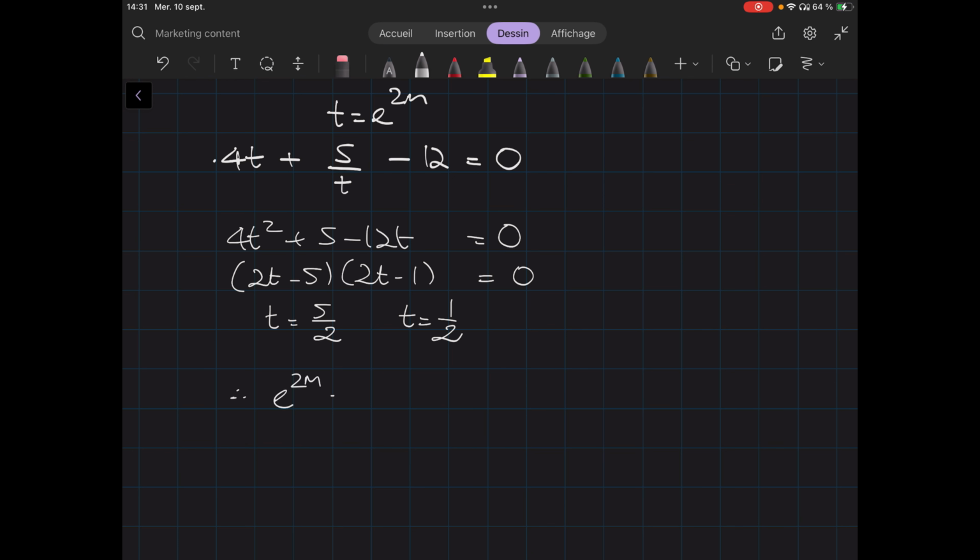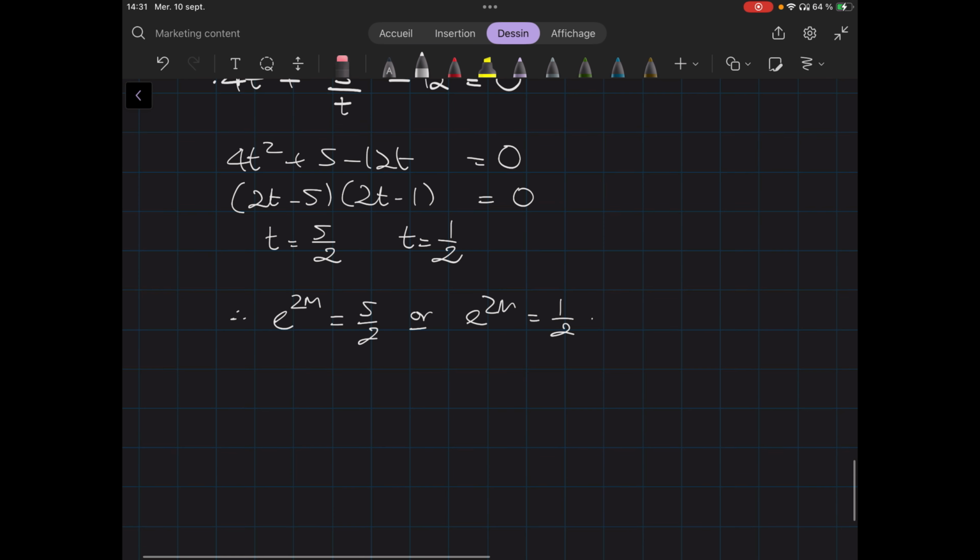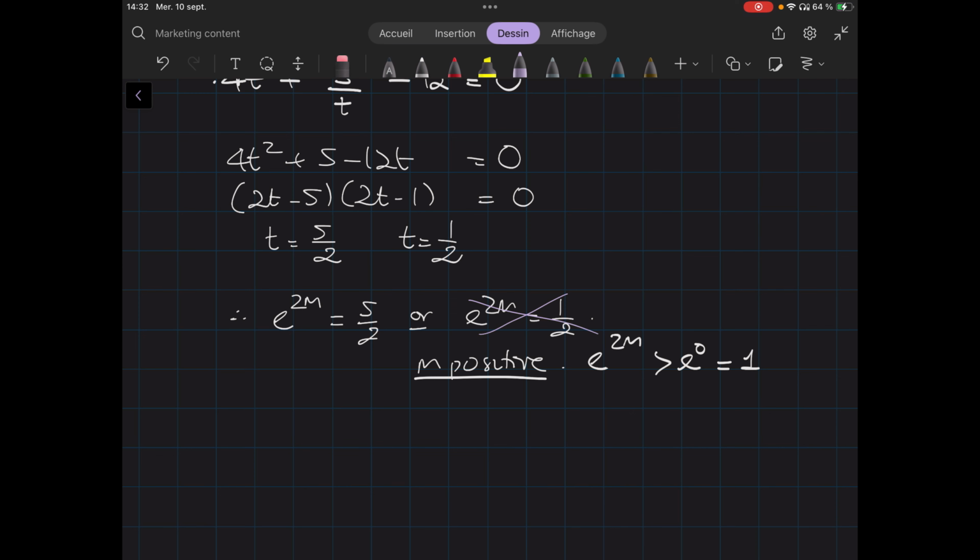Therefore, e to the 2m is equal to 5 by 2, or e to the 2m is equal to 1 by 2. However, pay very close attention to this. M is a positive constant. You're given this in the question. Because m is a positive constant, this means that e to the 2m has to be greater than e to the 0, or equal to 1. So this guy doesn't have any solution.